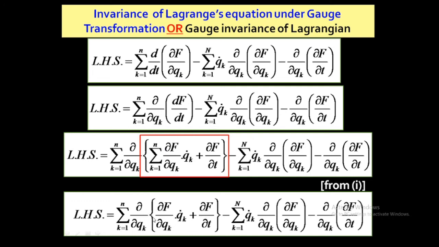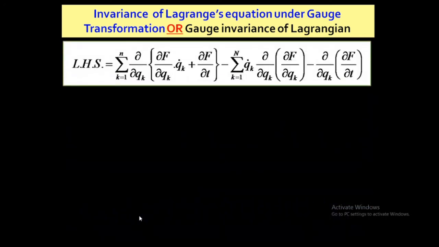I am solving this bracket. After solving this bracket, I am writing the same equation again and solving this bracket. The derivative of a plus b means the derivative of a plus the derivative of b. I am opening this bracket because this derivative del by del qk is associated with both the terms, the first term and the second term. I am separating them using the rule that the derivative of a plus b is the derivative of a plus the derivative of b.